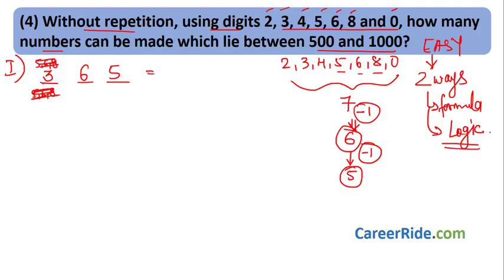So what is the final answer? How many numbers are possible? 3 into 6 into 5. 3 6s are 18, 18 5s are 90. This is the answer, because there is no repetition.